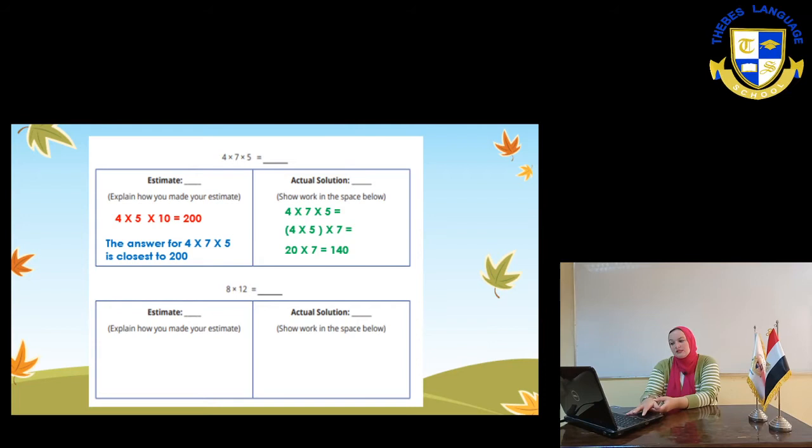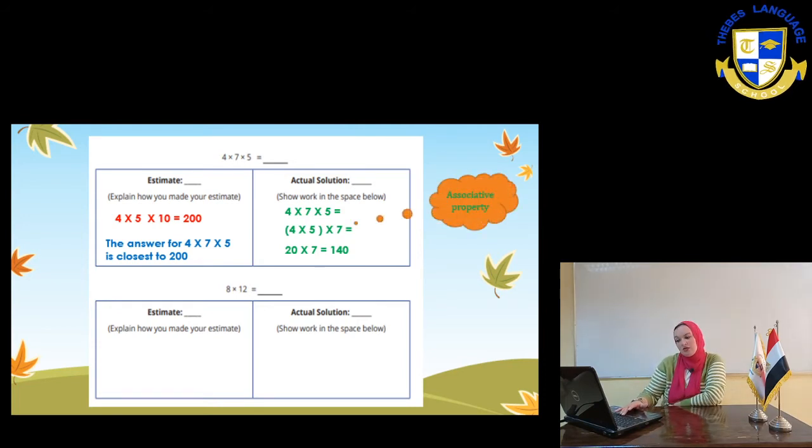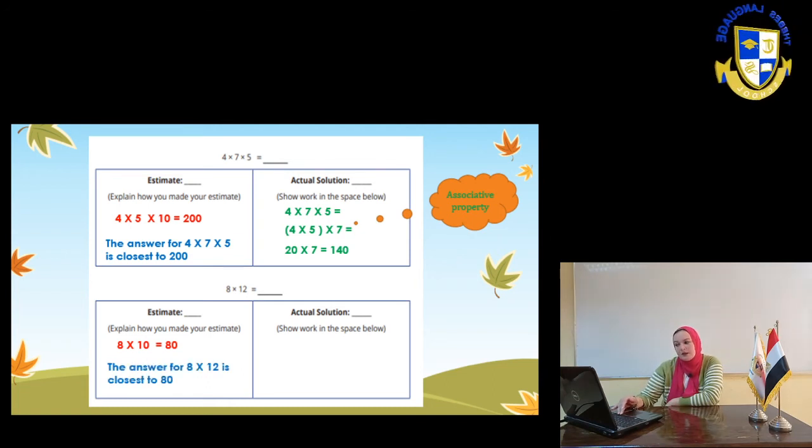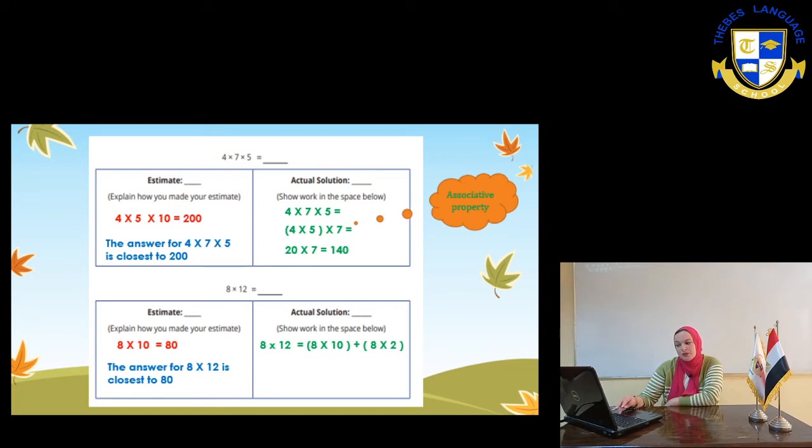Okay. The next one, 8 times 12. The estimation, we can estimate the 12 to be 10 to get an easier answer. 8 times 10 equals 80. So the answer of 8 times 12 is closest to 80. Okay. Now the actual solution will be 8 times 12. We are going to break the 12 into two numbers, 10 plus 2. So we are going to make 8 times 10 plus 8 times 2. It will be 80 plus 16. It will be 96. This is the distributive property.